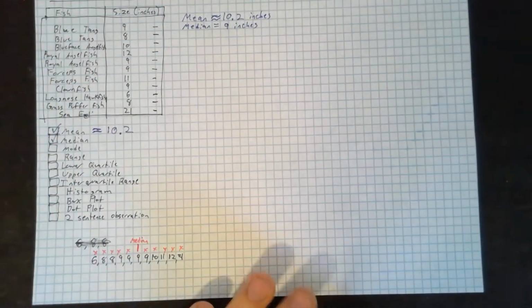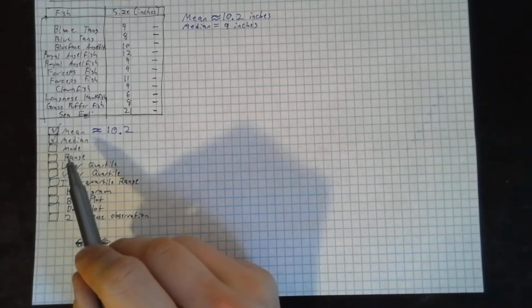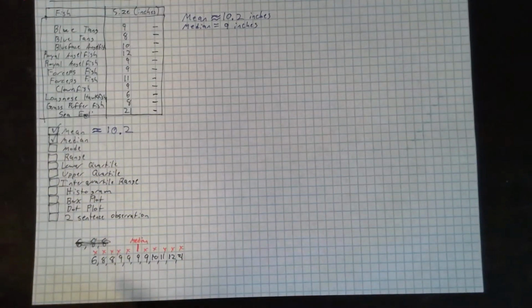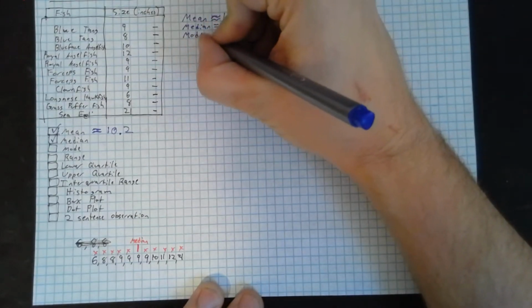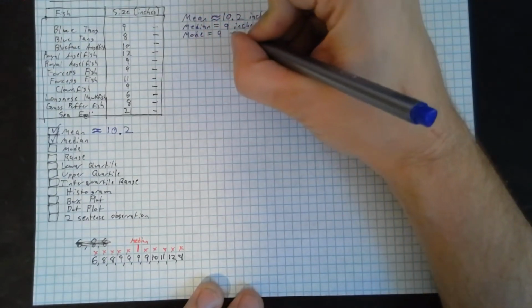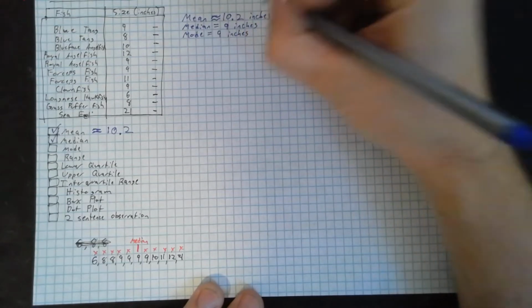And that's a check. Next up is my mode. Mode is just going to be the most common number in my data set, the number that repeats the most. And that's very clearly going to, again, be 9 inches. So my mode is going to equal 9 inches again.